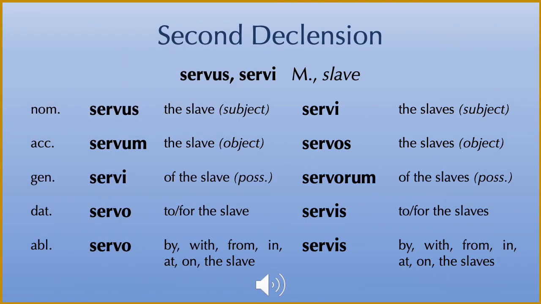Now learn the forms of the second declension by heart. Servus, servum, servi, servo, servo, servi, servos, servorum, servis, servis. Hopefully you'll be able to do it pretty quickly soon.